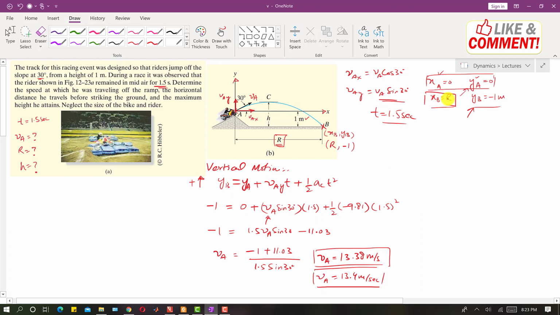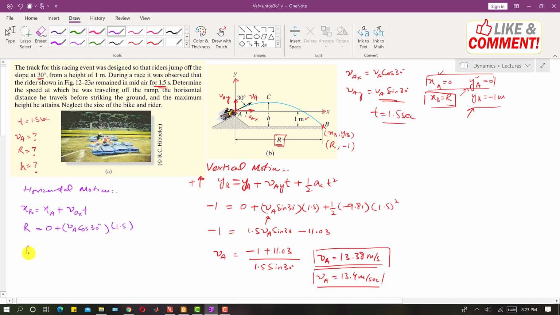The range R is in the horizontal direction, so we have to apply the horizontal motion equation. Let's consider the horizontal motion. In horizontal motion we have only one equation, that is the final position equals the initial position plus V naught x into t. So now XB is equal to R and XA is 0, and V naught x is again VA cos 30 degrees into 1.5 seconds.